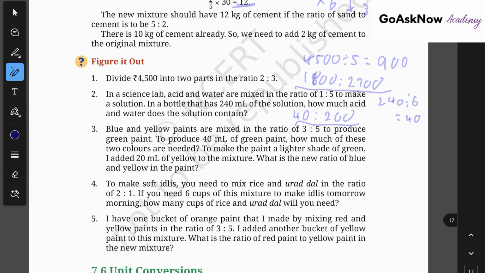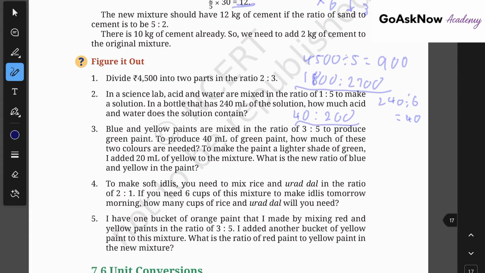Question 3. Blue and yellow paint are mixed in the ratio of 3:5 to produce 40 ml of green paint. How much of these 2 colors are needed? To make the paint a lighter shade of green, I added 20 ml of yellow to the mixture. What is the new ratio of blue to yellow in this paint? Let's answer the first question, that is, how much of these 2 colors are needed?